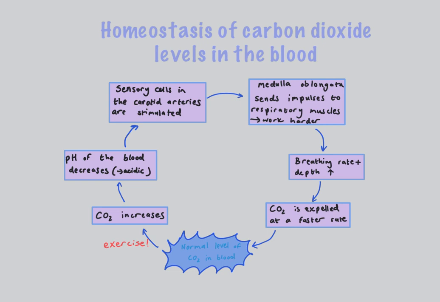So again, there is no such thing, like in the other flowcharts, where we have carbon dioxide decreasing below normal. There's no such thing as having too little carbon dioxide, only having too much, which causes the pH of the blood to drop, which stimulates sensory cells in the carotid arteries, which send a message to the medulla oblongata, which sends impulses to the respiratory muscles to make them work harder. So your breathing rate and depth increases, and carbon dioxide will be expelled or exhaled at a much faster rate. Very easy.